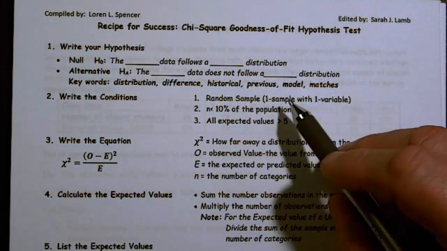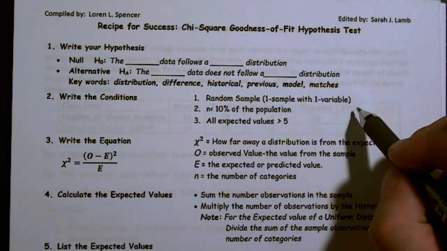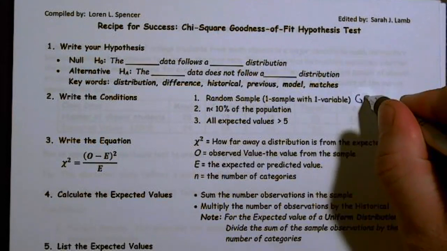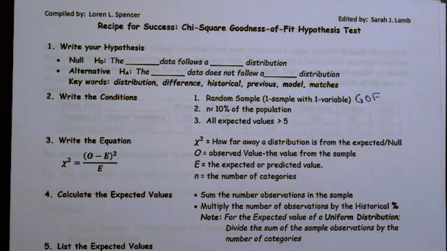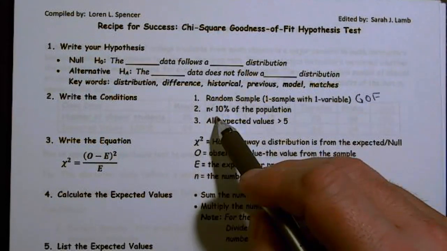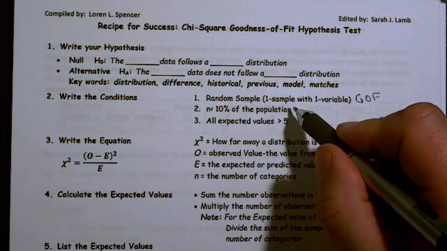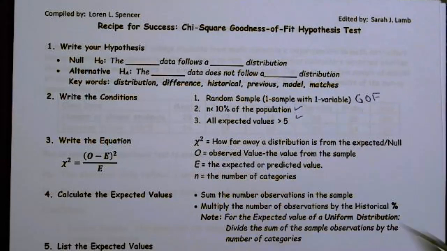And to be goodness of fit, it's 1 sample with 1 variable, all right? This is true for goodness of fit, and so I marked that because that's separate for goodness of fit. N is less than 10% of the population. That's going to be true for all of them. And then all expected values must be greater than 5. This will also be true for all the chi-squares.